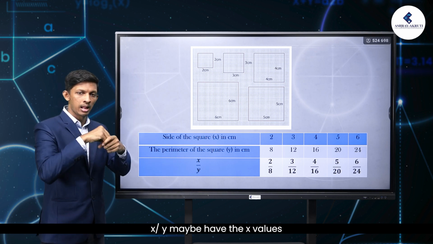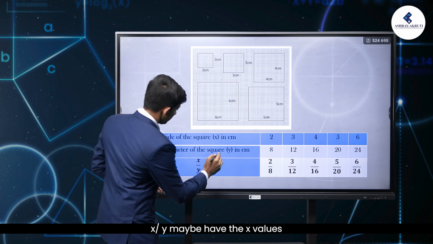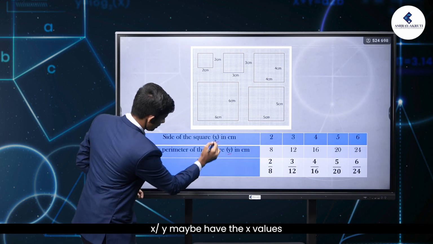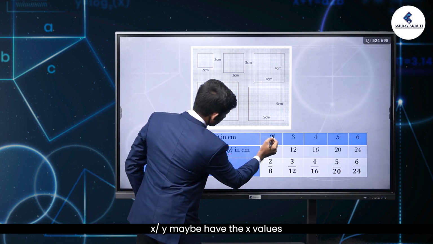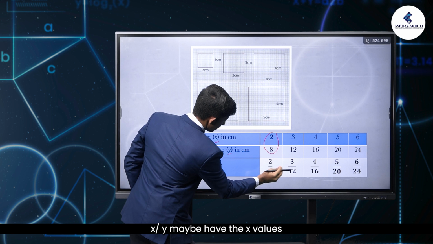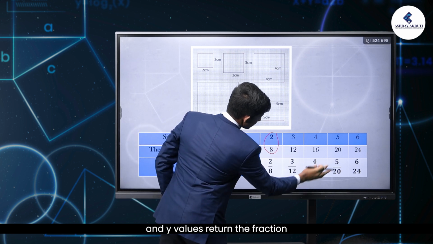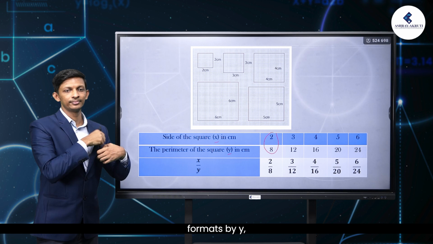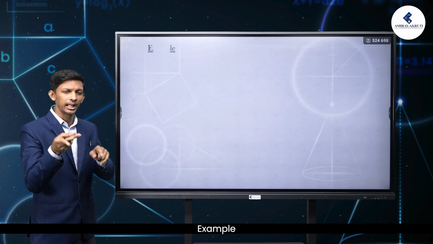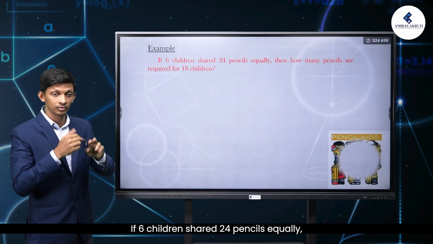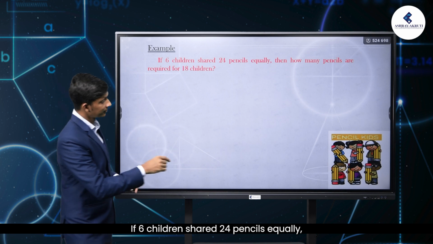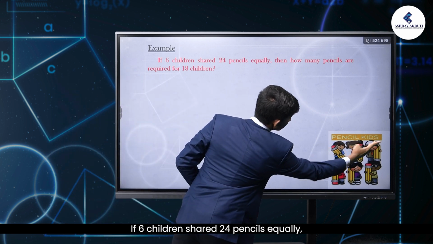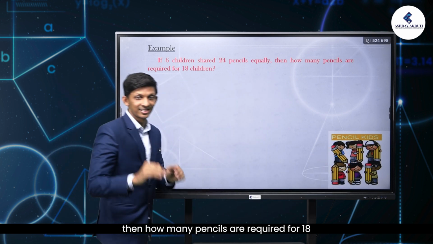X by Y, where we have the X values and Y values written in the fraction form X by Y. Example: if 6 children share 24 pencils equally, then how many pencils are required for 18 children?